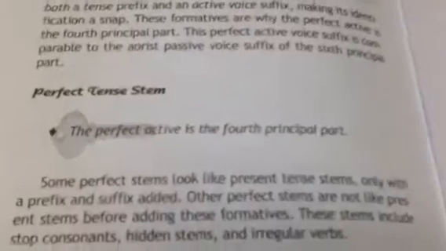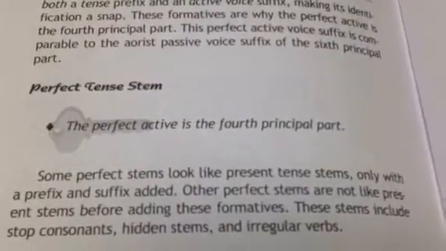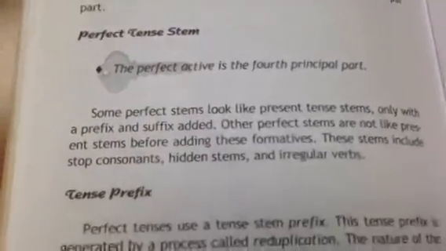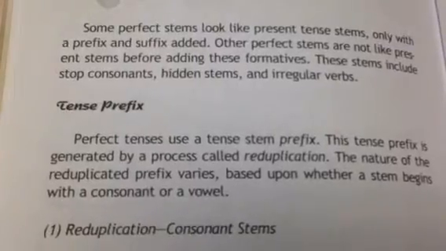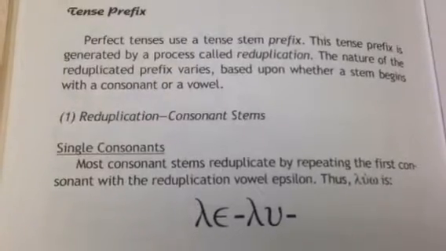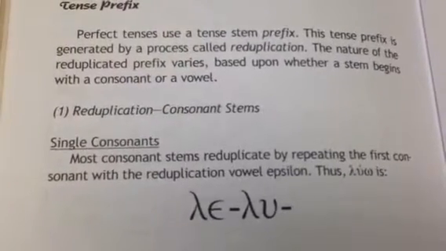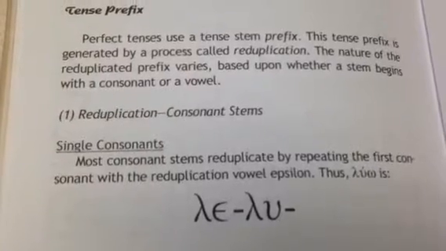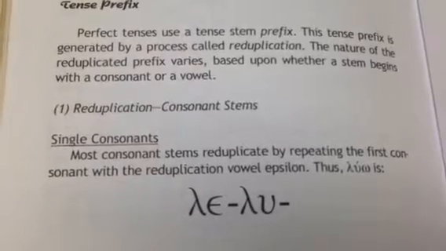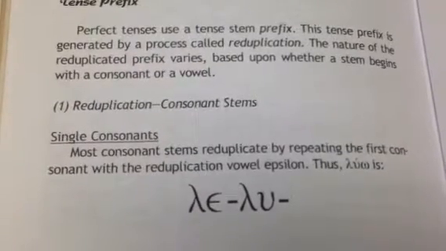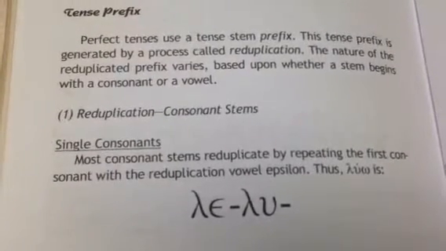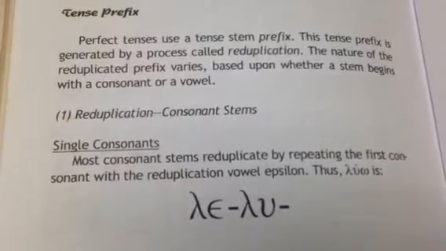Now, a couple of things. The perfect active is the fourth principal part, and I think first of all it's a good thing to look at a tense prefix, as we call it, or also known as reduplication, because it duplicates the tense stem, the beginning thereof. So if your tense stem starts with a consonant, then it reduplicates as such. So it takes that consonant, brings it in a double form back to the beginning, and adds an epsilon. So for luo, we get lelu.